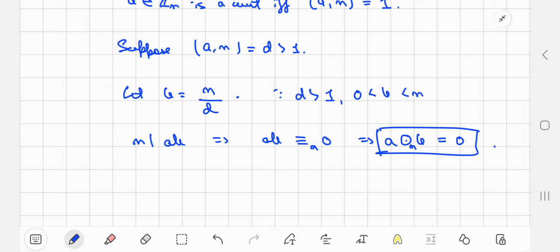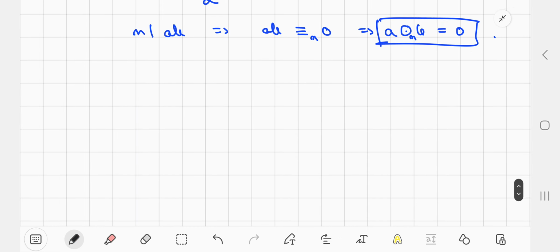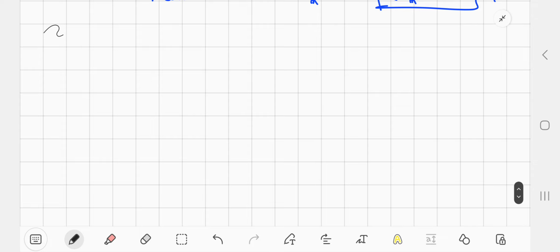Okay. Now comes a very important example. Examples. This is called the quadratic field.